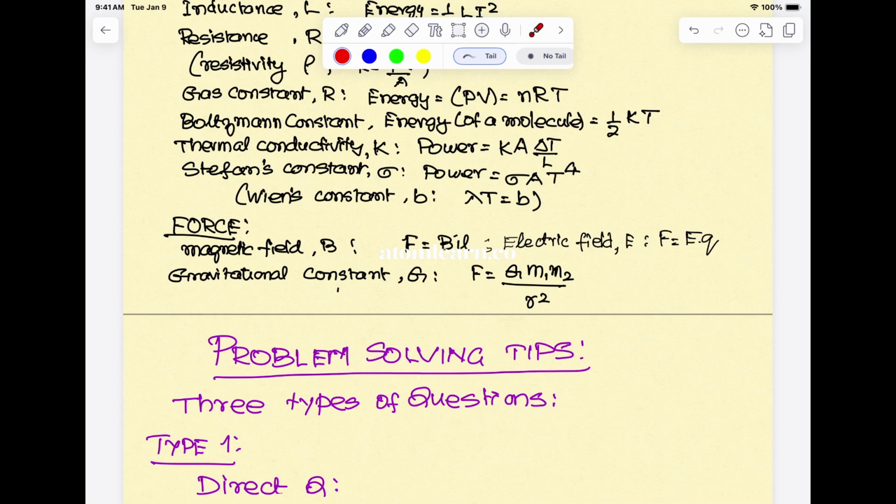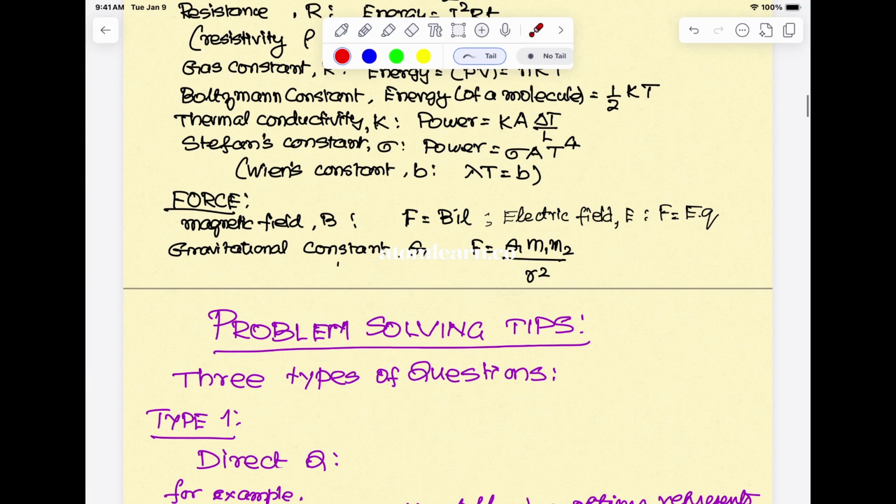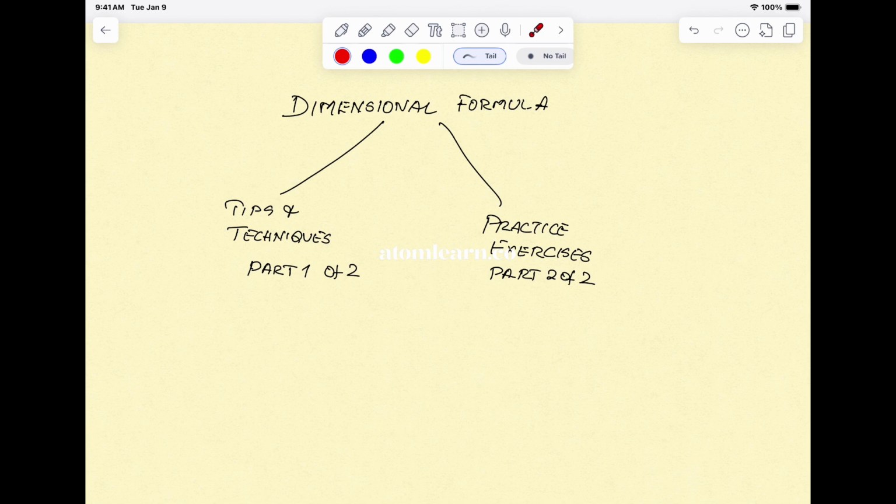Otherwise, if you follow some other advisors and mug up, memorize and remember all the dimensional formulas, then it will be unnecessary strain on your mind. Instead, you can reserve those memory cells for something more difficult in other chapters. Okay, now with these words.